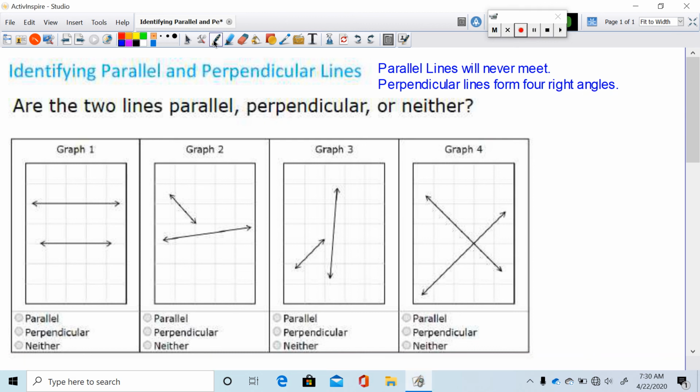Identifying parallel and perpendicular lines. Parallel lines will never meet. Now on the graph it might look like they're not touching or not meeting, but you've got to think of what it would be like if you extended those lines out.